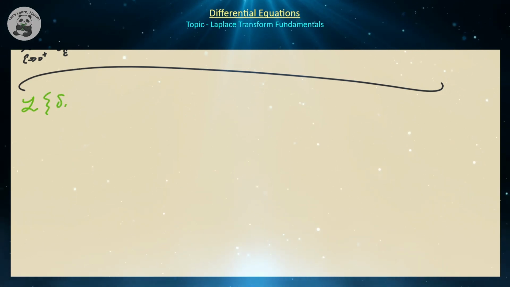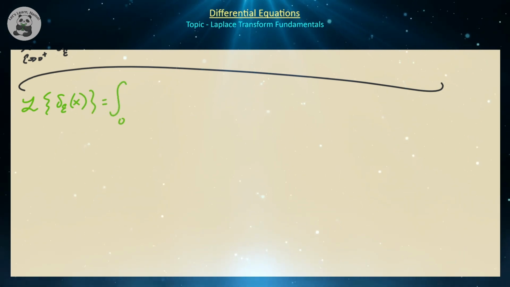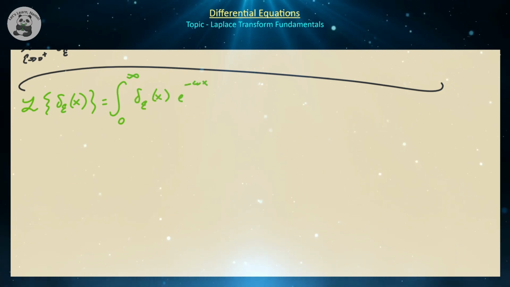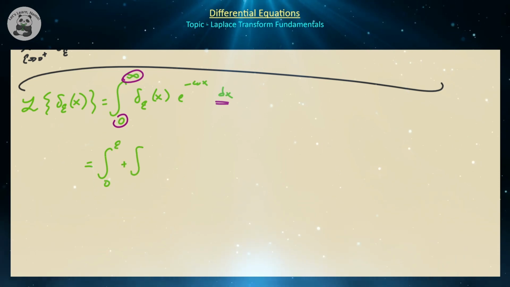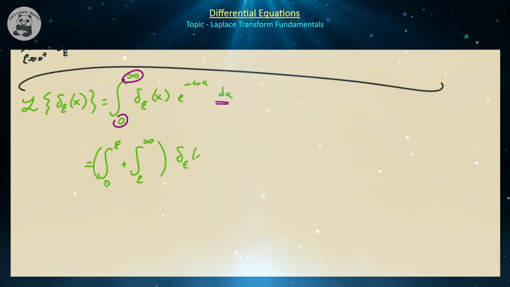So the Laplace transform of delta epsilon of x. So this is going to be equal to what? By definition, that's the integral from 0 to infinity of delta epsilon of x times e to the minus omega x dx. So this is a piecewise function, and keep in mind we're going from 0 to infinity in terms of x, so the left-hand side of that graph doesn't matter. It's just the right-hand side of that graph that matters. So it's a piecewise function with breakpoint at epsilon, so we can break this integral into two pieces: the integral from 0 to epsilon, and the integral from epsilon to infinity, and we're still integrating the same exact function, delta epsilon of x, e to the minus omega x dx.